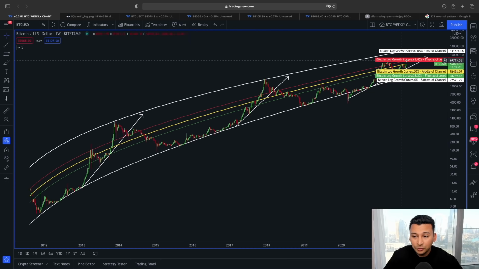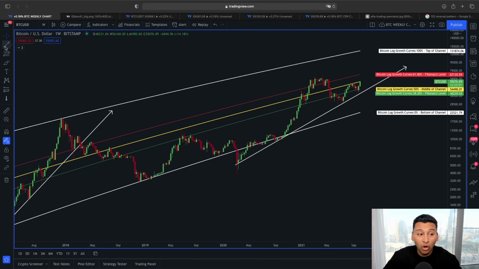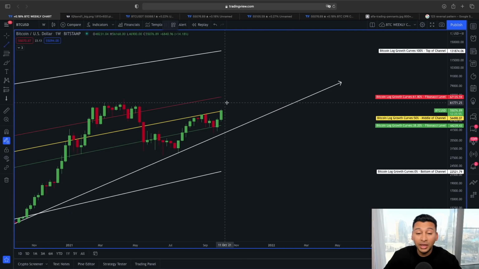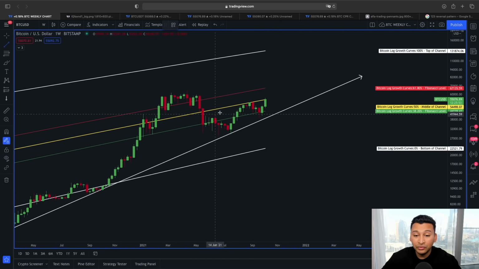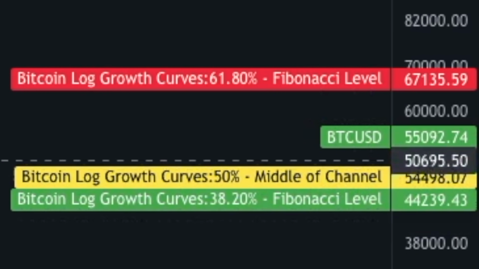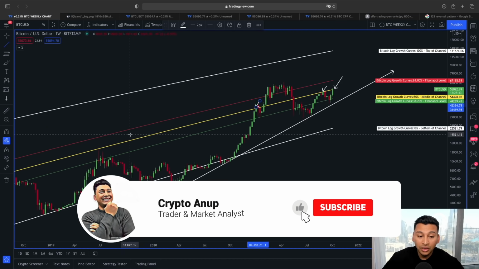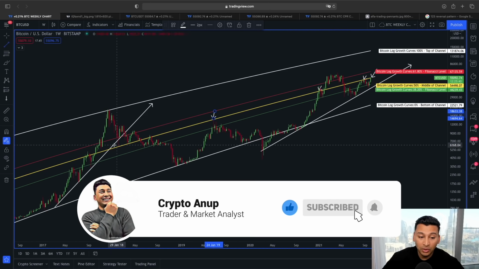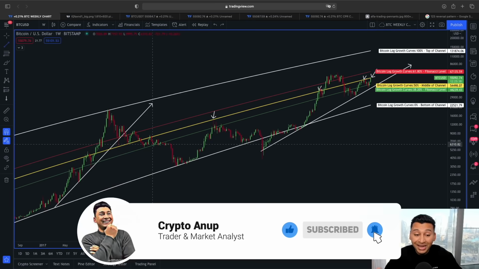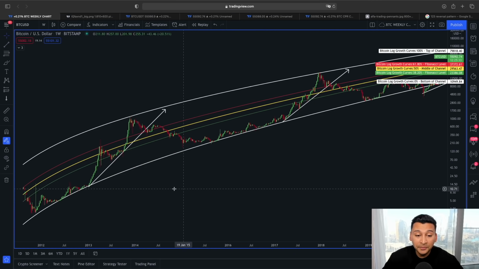If you look at this price action in a weekly along with this Bitcoin logarithmic growth curve, we are already aware the price of Bitcoin in an uptrend usually finds resistance around the middle of the channel, the yellow line, which is the 50% Bitcoin logarithmic growth curve. You can see this yellow line has always been a strong line of resistance, and we have already talked about this in a couple of my videos. But what I'm actually going to show you here is a bit different.